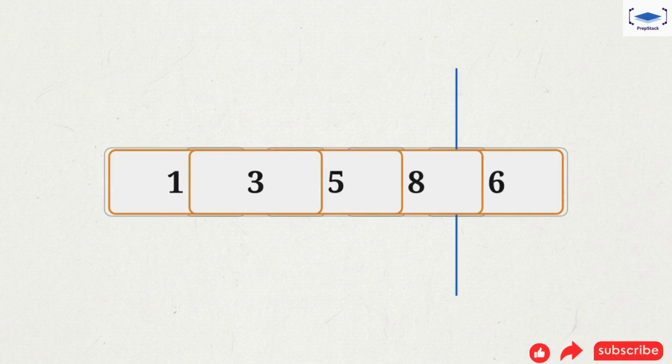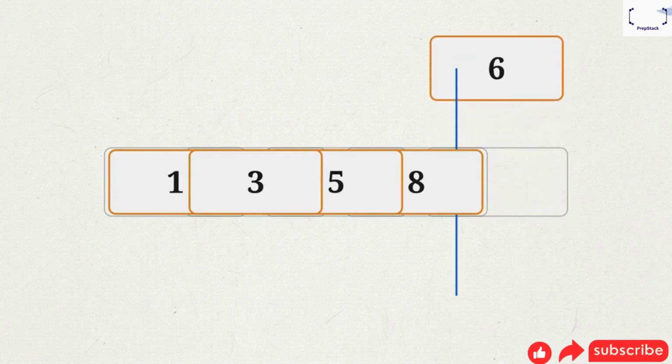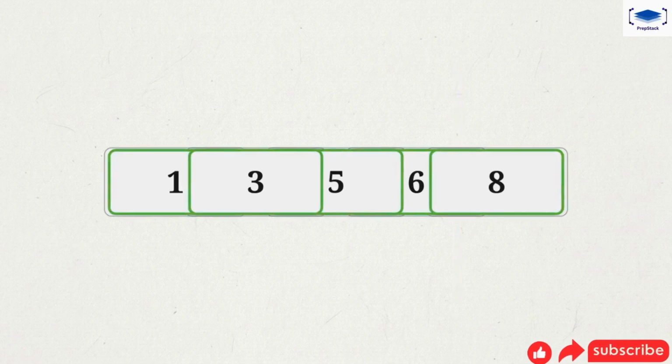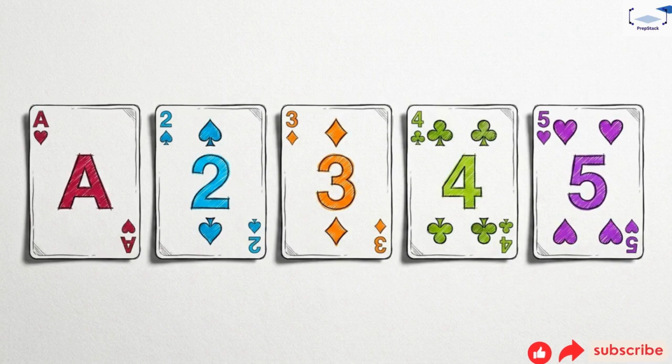Finally, it reaches the 6. It checks the 8, moves the 8 over, but stops when it hits the 5. The 6 drops into place, and the work is done. There are no more numbers left on the unsorted side, which means our list is now fully organized. By repeating this sliding and inserting pattern, the computer builds perfect order without skipping a single step.